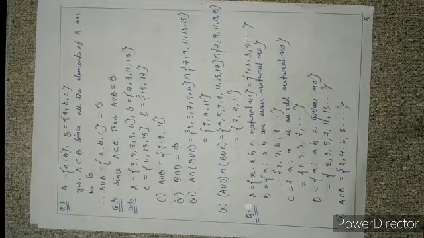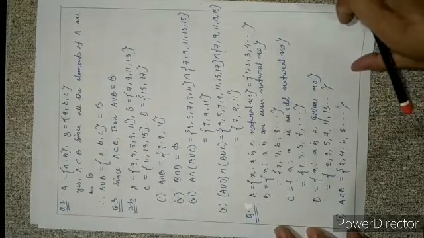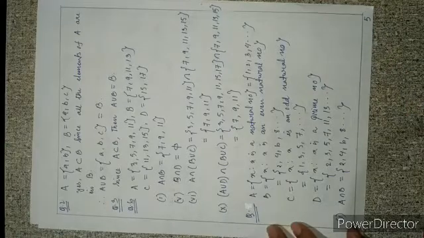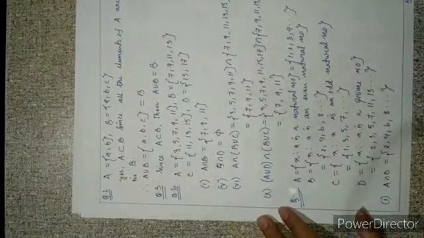Next, question number 2. Let A be a set having two elements, a and b, and B be a set having three elements, a, b and c. Is A a subset of B? Then what is A union B? What is the union of set A and set B?